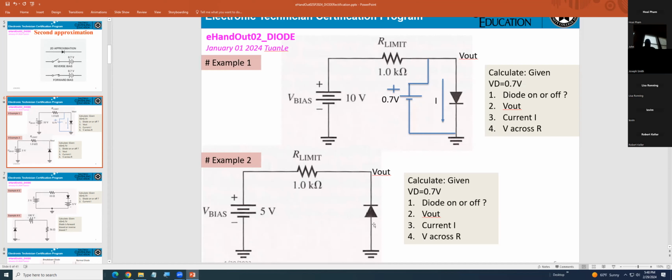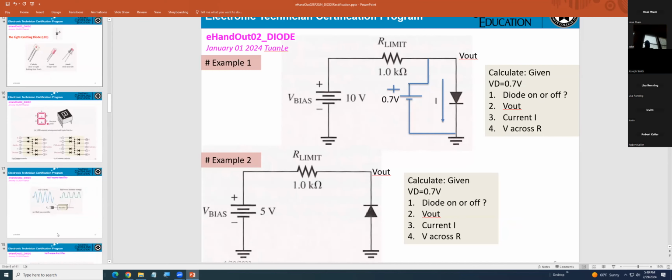That's the only key point for the diode. When you say forward bias, you must substitute the diode by a 0.7 volt battery. And if you say the diode is reverse biased or the diode is off, it will be open. That's it. No current flowing.